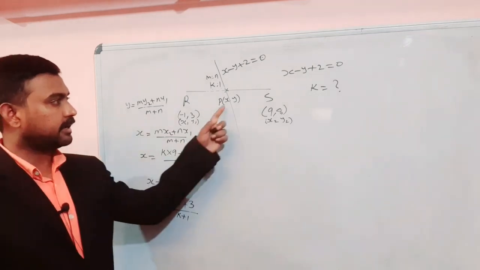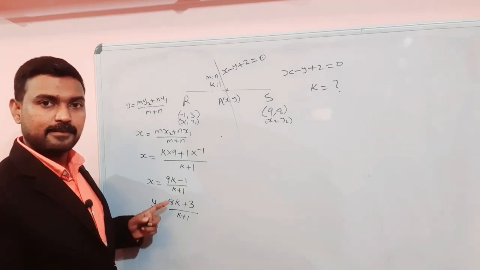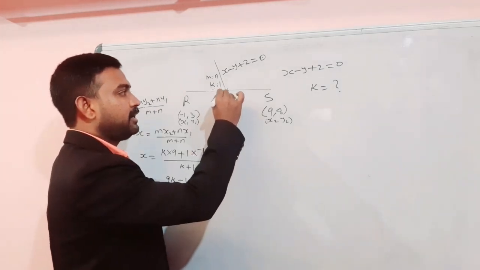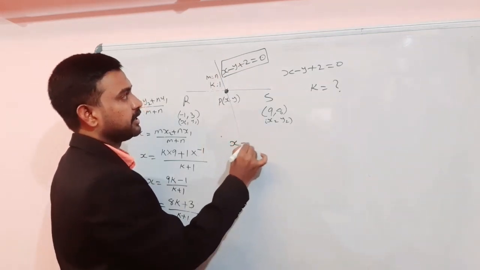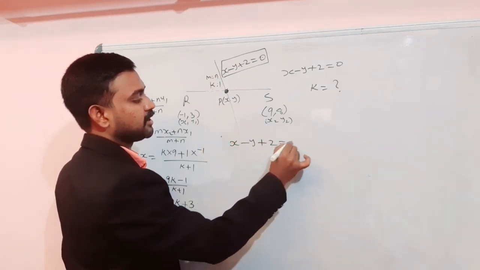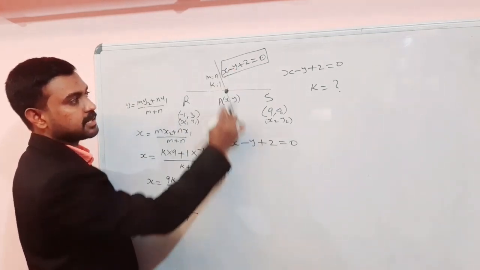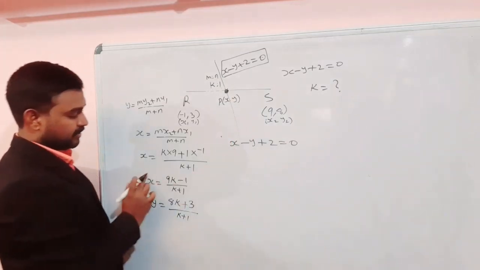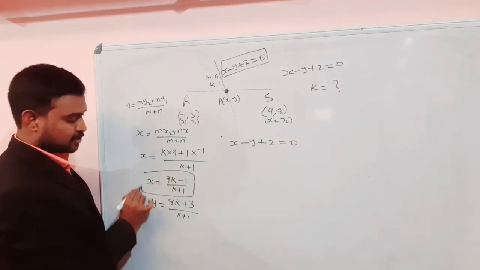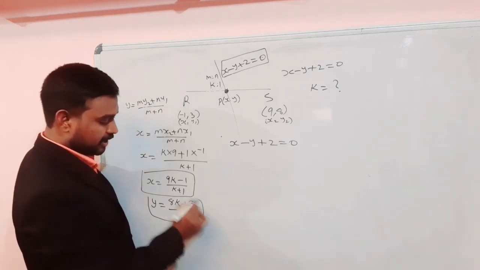Now this is x comma y. Its values we got in terms of k. We understood that this point is also a point on this equation. So we can write this equation, x minus y plus 2 is equal to 0, and x and y is the point on this equation. So instead of this x, we can use this value, x is equal to 9k minus 1 divided by k plus 1, and instead of y we can use this one.